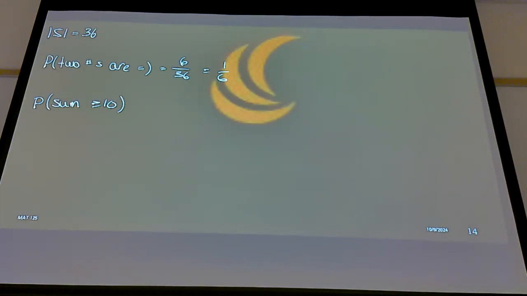You have 6 outcomes. 6 ways to get a sum greater than or equal to 10. So 1 in 6 chance.